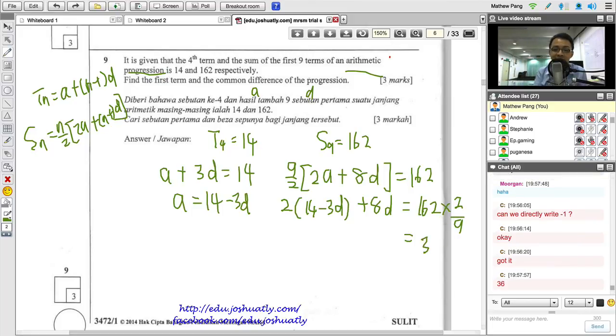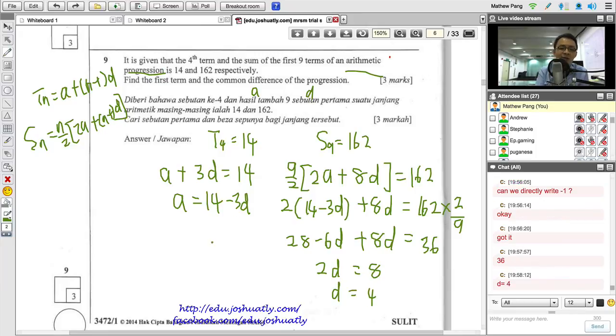And then this is 28 minus 6d plus 8d. So basically this is 2d. 28 moved to this side, minus 28, I will get 8. So d I will get 4. So I substitute in here: A equals 14 minus 3 times 4, which is 12, so A equals 2. Done. 3 marks. It's very simple.